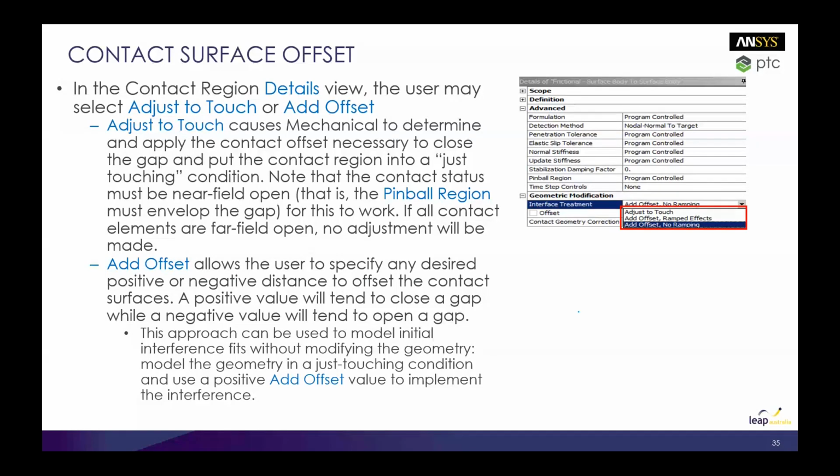Another thing we can do is mathematically add an offset. This can achieve either a positive or a negative value between the contact. A positive value will tend to close a gap, and a negative value will open a gap or reduce an interference. Okay, so this add offset can be used to model interference.